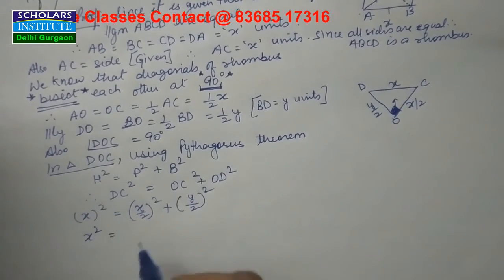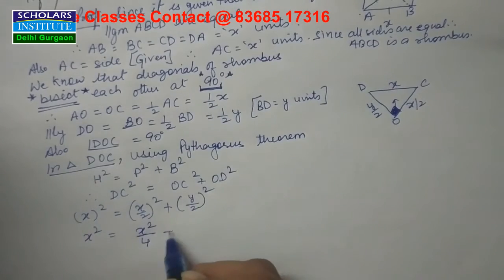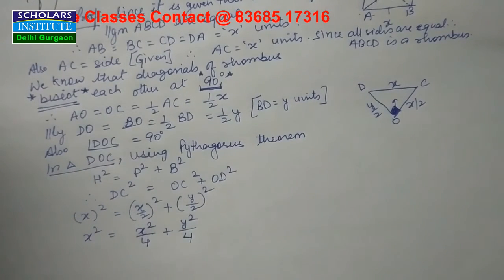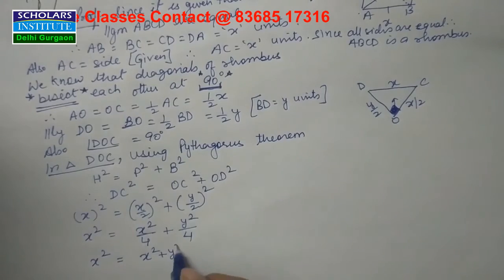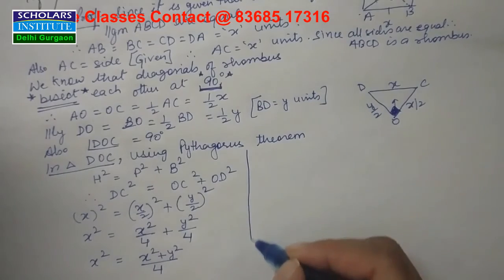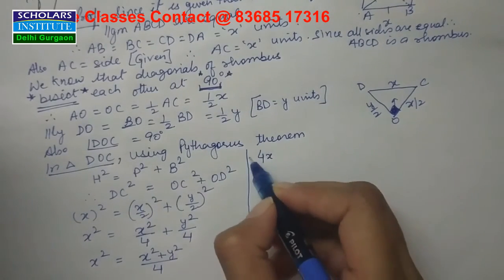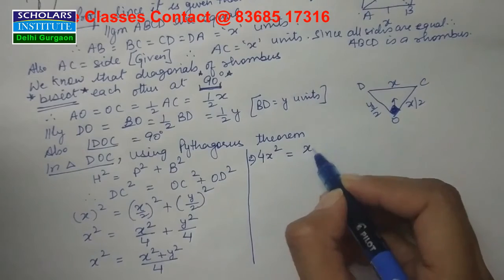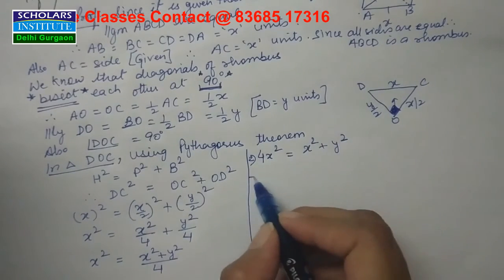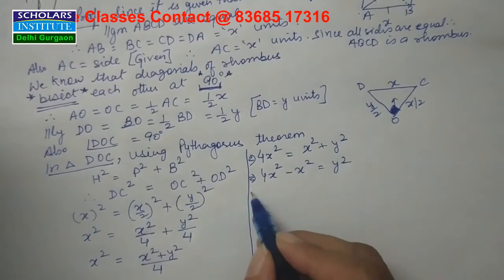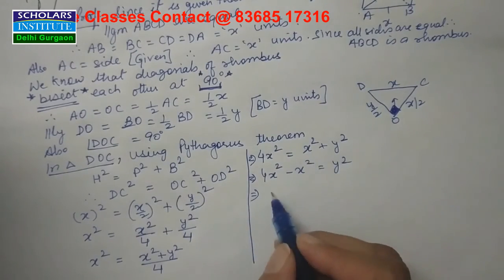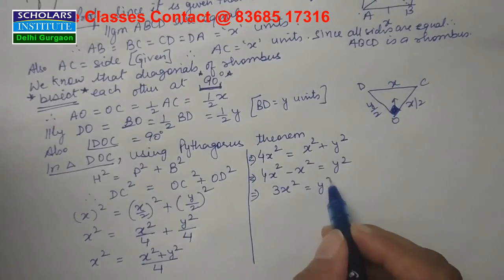This would be x square is equal to x square by 4 plus y square by 4. Let us take the LCM. X square is equal to x square plus y square upon 4. Now let's take 4 to this side. Let me solve it here. That would become 4x square is equal to x square plus y square. Let us take x variable on the same side. Let's solve it. 4x square minus x square will be 3x square is equal to y square.